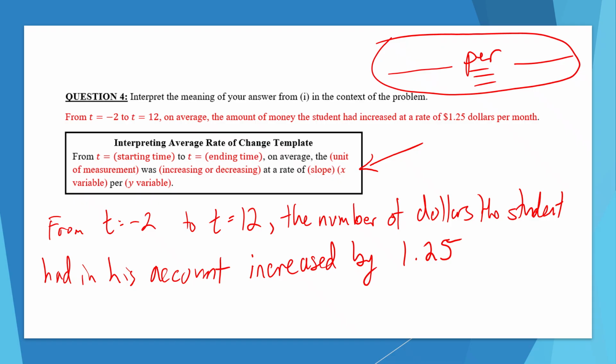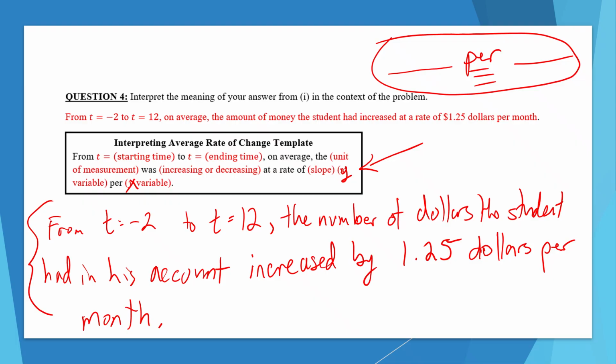So here, looking at question 3, if you go back to the notes or your PowerPoint, it should say, use the given data to find the average rate of change of the amount of money the student has had in dollars per month. That's going to be our unit. So increased by $1.25 per month. And so it should be our y variable per our x variable. That's a little bit wrong. I'll fix that. And that is going to be a correct answer for example 4.